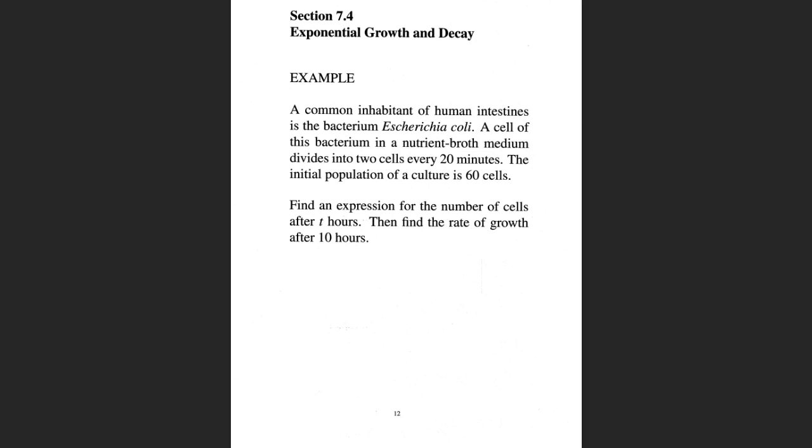Okay, so a cell of this bacterium in a nutrient broth medium divides into two cells every 20 minutes. The initial population of a culture is 60 cells. Now, we want to find an expression for the number of cells after t hours, and then to find the rate of growth after t hours.